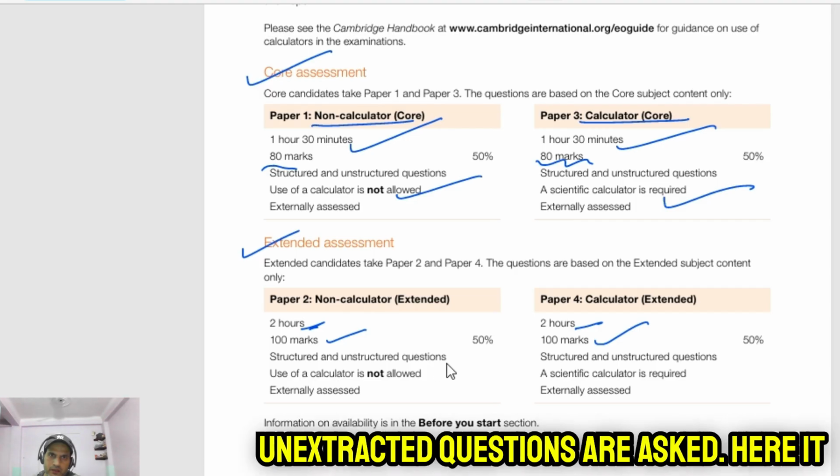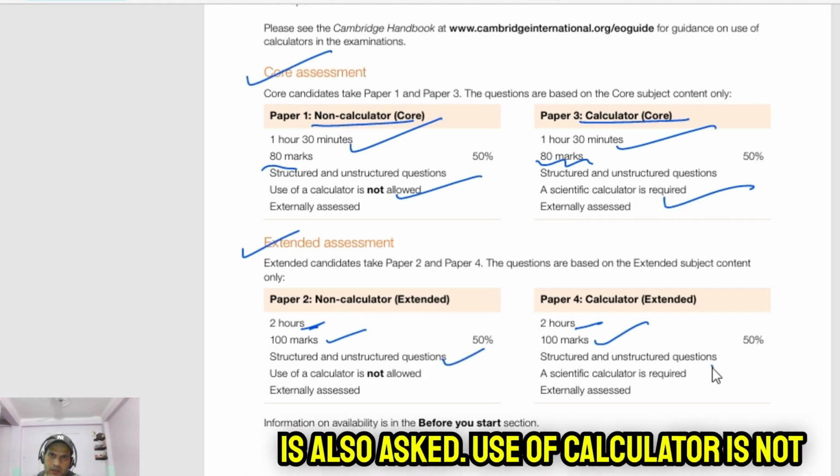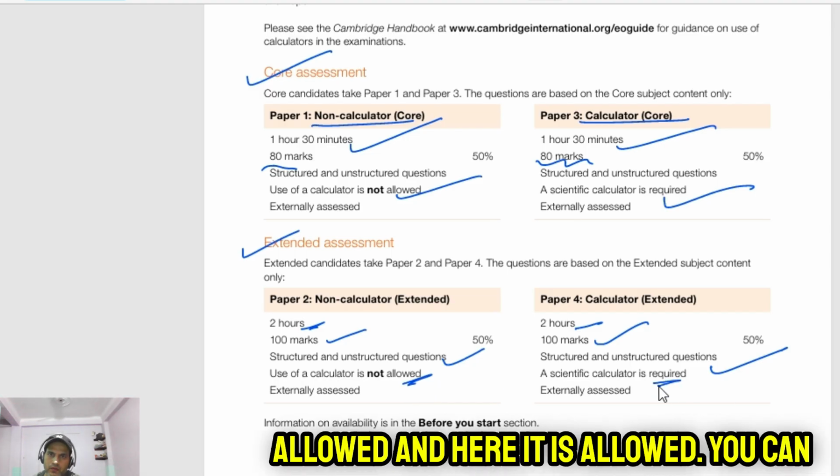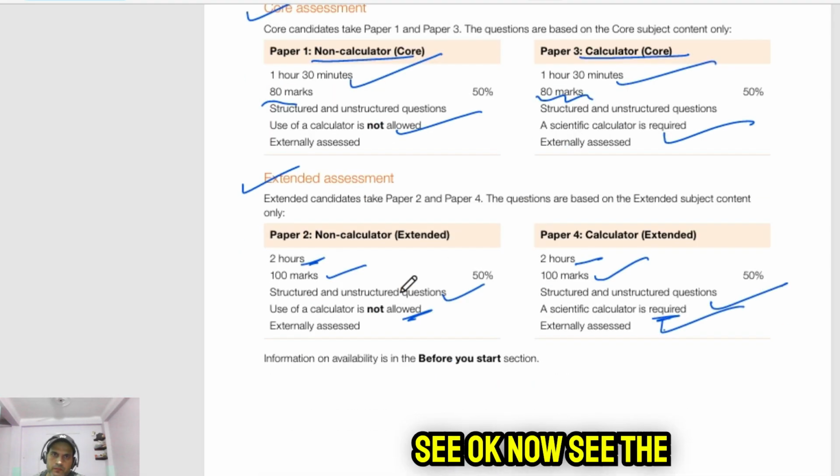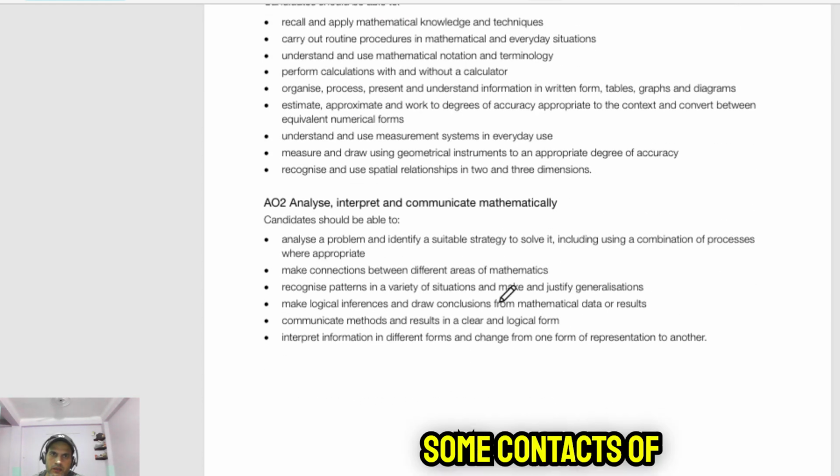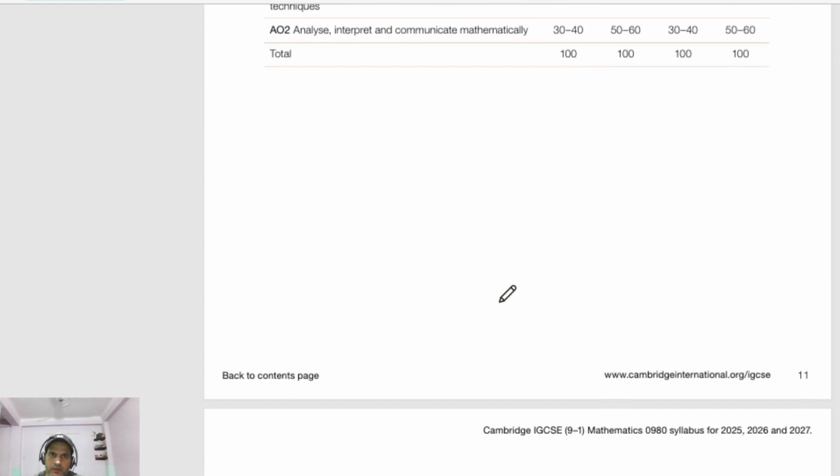Structured and unstructured questions are asked. Here they are also asked. Use of a calculator is not allowed here, and here it is allowed. You can see. Okay. Now let's see some of the context of the content.